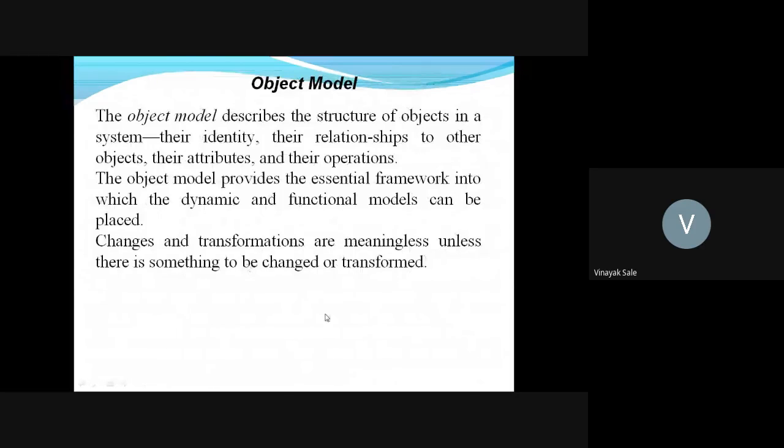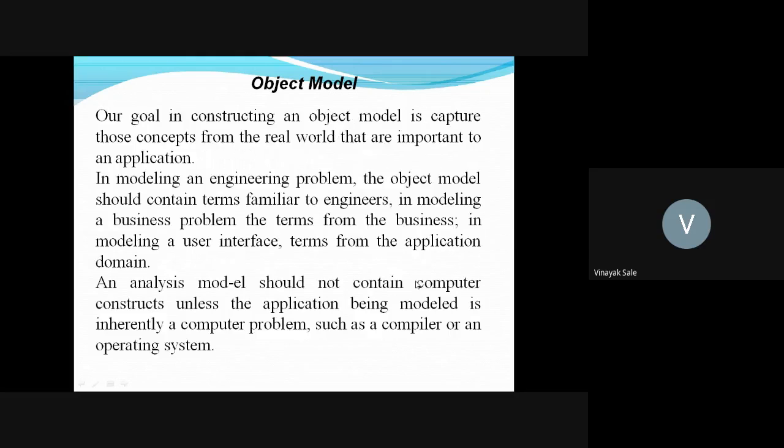So the object model describes the structure of objects in a system, their identity, their relationships to other objects, their attributes and their operations. The object model provides the essential framework into which the dynamic and functional models can be placed. Changes and transformations are meaningless unless there is something to be changed or transformed. So our goal in constructing an object model is to capture those concepts from the real world that are important to an application.